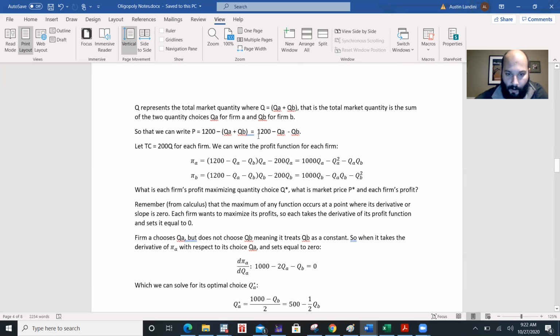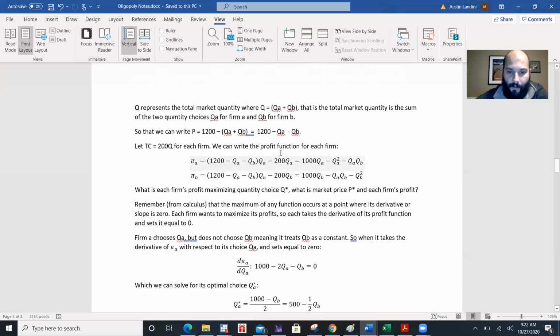Here's the market price, which depends on both quantities. Then the profit function for company A, which only chooses QA: price times the quantity choice of A, minus the total cost of producing QA. Likewise for firm B, here's the market price times their quantity, minus the cost of producing that quantity.